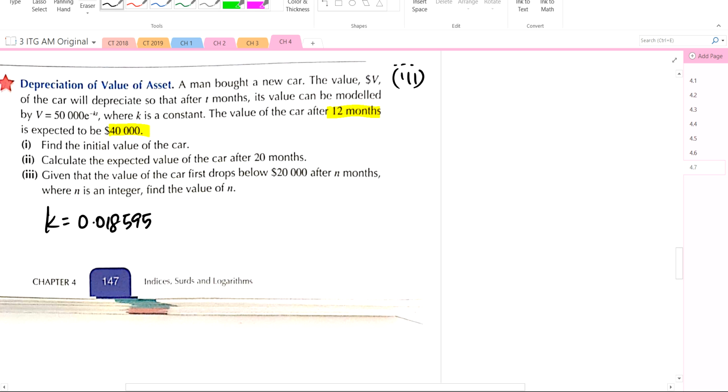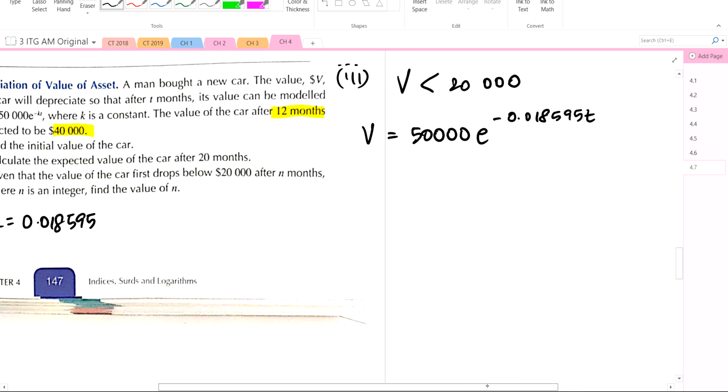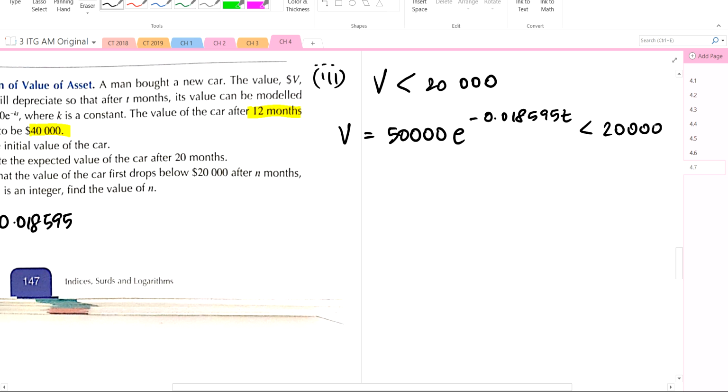Given that the value first drops below 20,000 after n months, find the value of n. Value drops below 20,000. Do you agree with my first line? Do you see inequalities? There is an inequality question. Okay, so V is supposed to be equal to 50,000 e to the power of negative 0.018595 t. And this same V is supposed to be less than 20,000. Okay, so I can remove this part already. This is now my inequality.